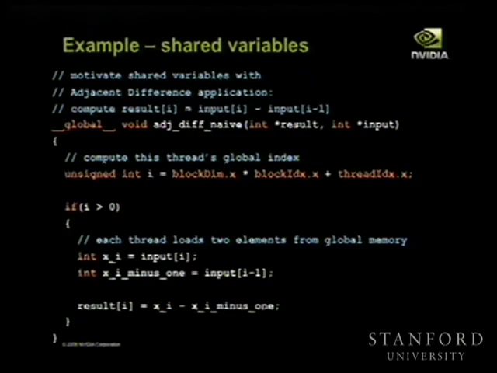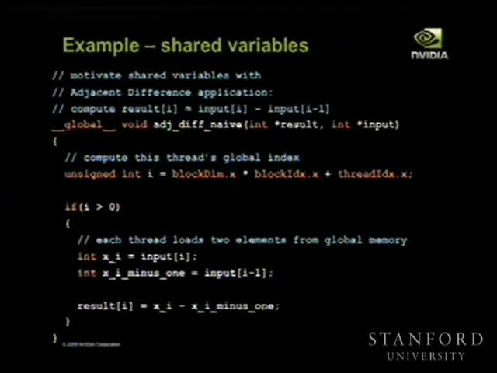I'm going to call it adjacent difference. So you can think of this algorithm as computing some sort of approximate derivative. So for each element in an array, I'm going to compute the difference between that element and the previous element in that array. Okay? So here's a naive way to do that without using shared memory.